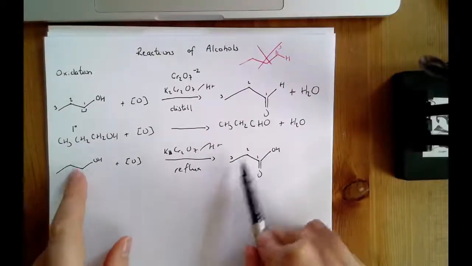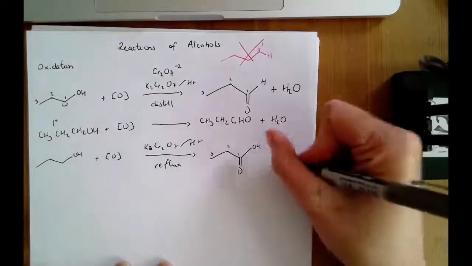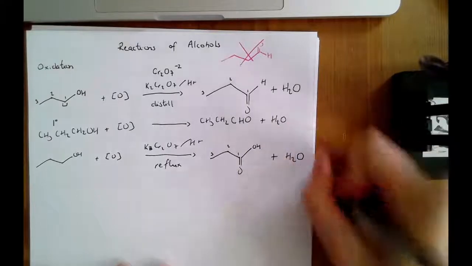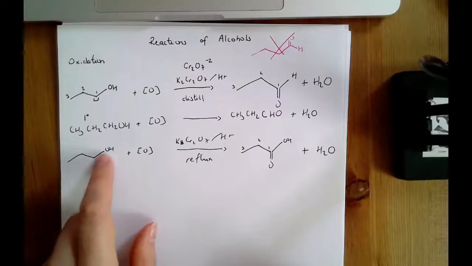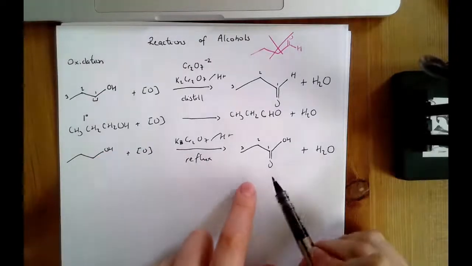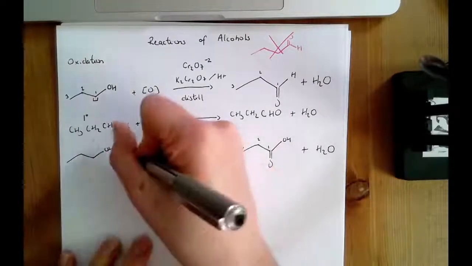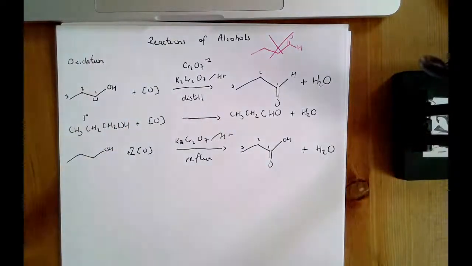Again, I need to make sure I've got the same number of carbons, and again, I'm forming H2O as an extra product. This time when I'm balancing, I'll see I've got 2 oxygens on the left, but I've got 1, 2, 3 on the right, so I need to put a 2 in front of that H2O.